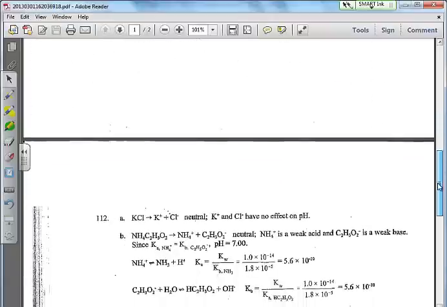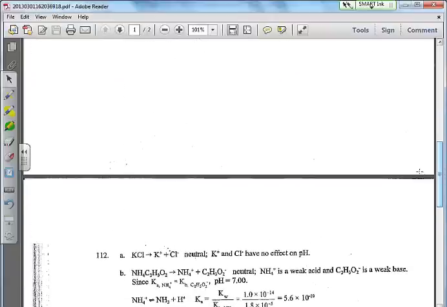So if we come down, alright, what 112 is asking you to do is to determine whether the following solutions are acidic, basic, or neutral. And for those that are not neutral, we want to write a balanced equation for the reactions causing the solution to be acidic or basic, and that points you to the relevant Ka and Kb values that can be found in 14.2.